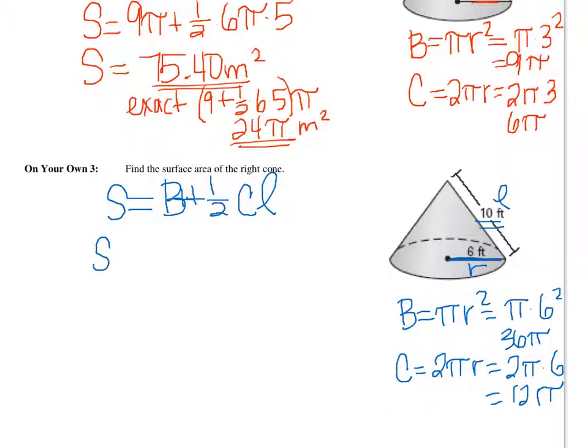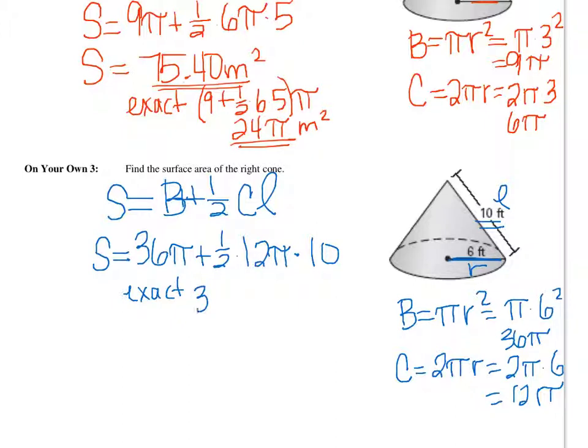So let's just plug it in. My surface area of my cone is my base area, so 36 pi, plus half times my circumference of my base, that's 12 pi, times my slant height, which is 10. Just like up above, if we want to get an exact value, we could take that pi out and just do 36 plus 1/2 times 12 times 10, and then put the pi on the end. And if you did that, you're going to get 96 pi, and my units would be feet squared, because we're talking about surface area.